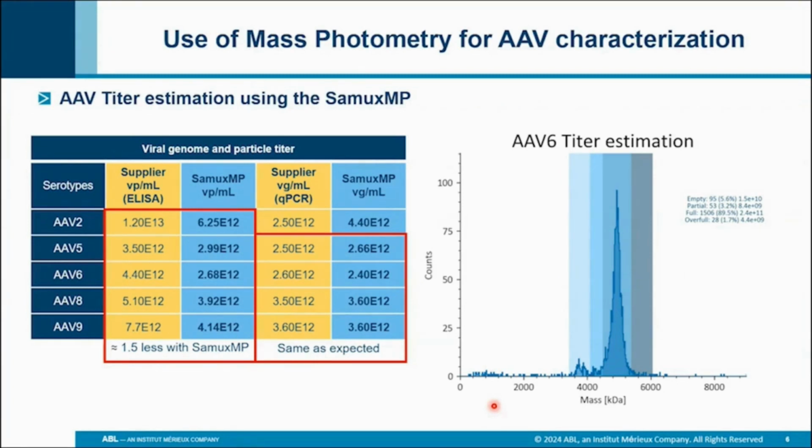If we take the example of AAV5, for instance, when we're expecting 2.5 E12 VG per ml, we actually had 2.66 E12 with the SAMUX. And for AAV8, when we're expecting 3.5 E12, we had 3.6 E12 VG per ml with the SAMUX. So very, very similar. So in conclusion, this AAV titer estimation works quite well and is a very interesting feature, especially when you're doing process development, to have a rough idea of the concentration that you have in your sample.